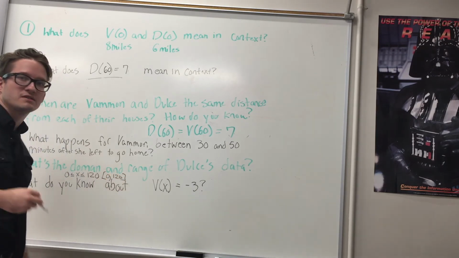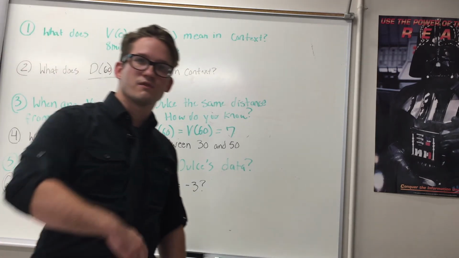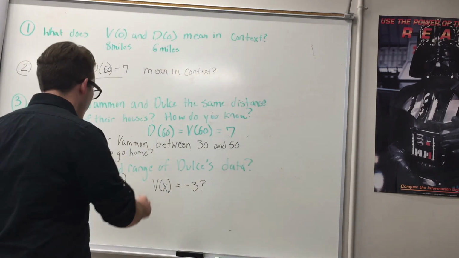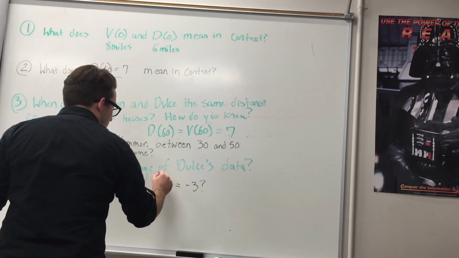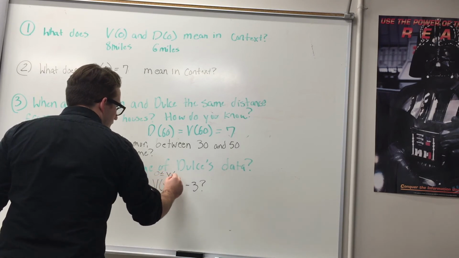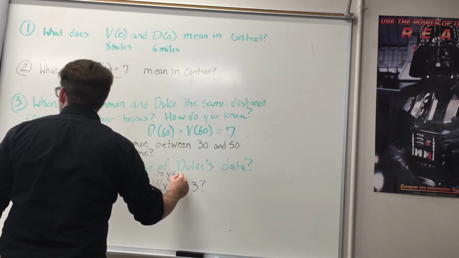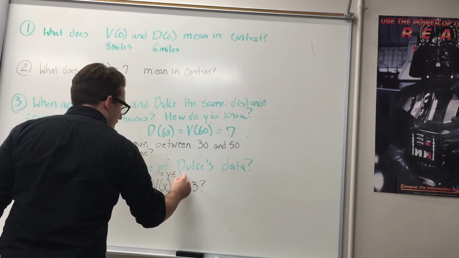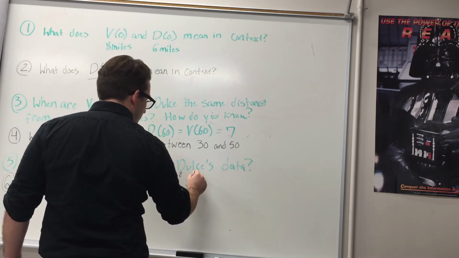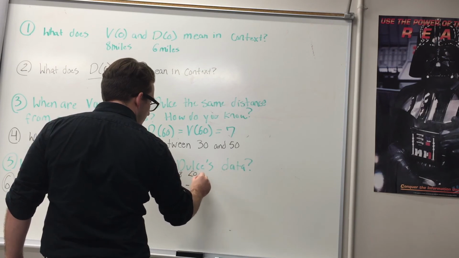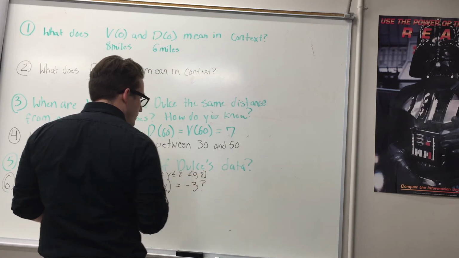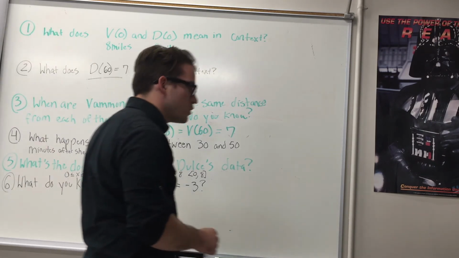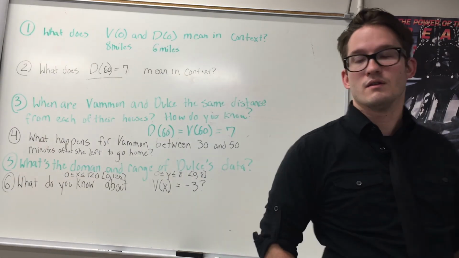For range, we're talking about distance. What's the farthest she gets from home? What's the closest she gets to home? So for Dulce, it's between 0 and 8. And then it is between 0 and 8. I use multiple different notations, but they're equivalent ways to show domain and range.